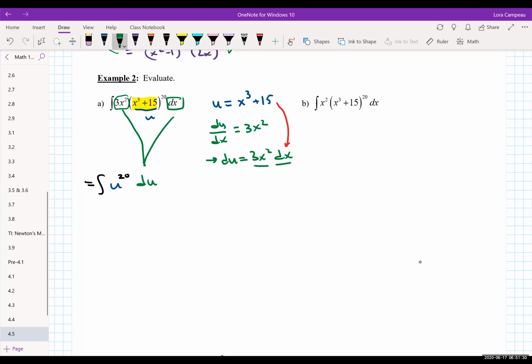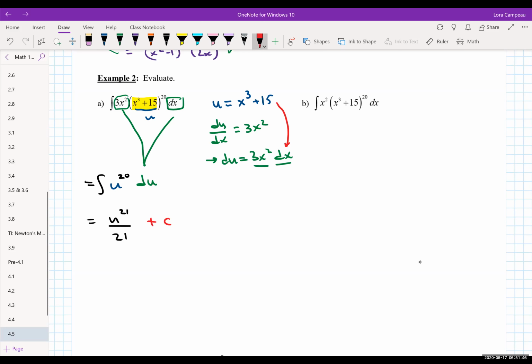So now, this is so much nicer to integrate. We just take our time and say, well, we're integrating this. What are we going to have? u to the 21st over 21. And what are we missing? Everyone, we got a plus c.